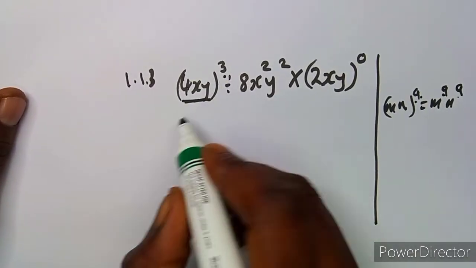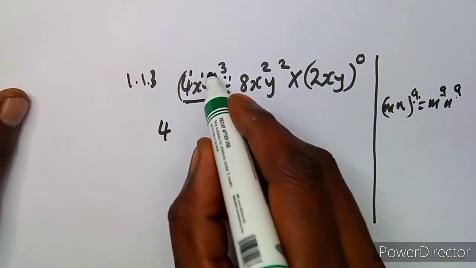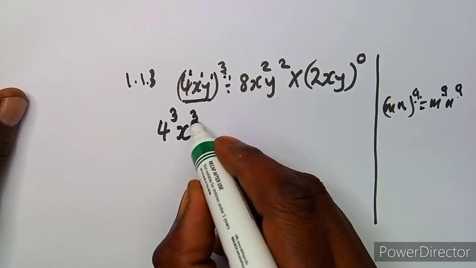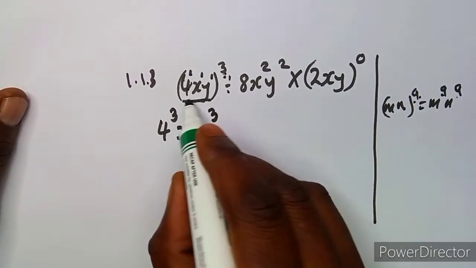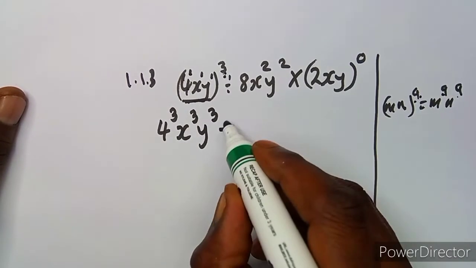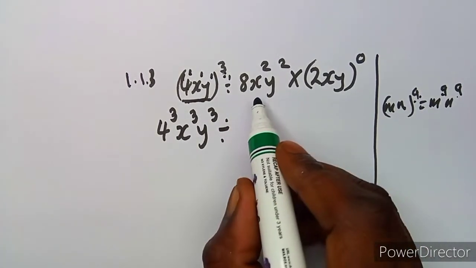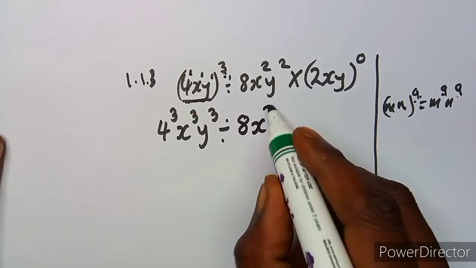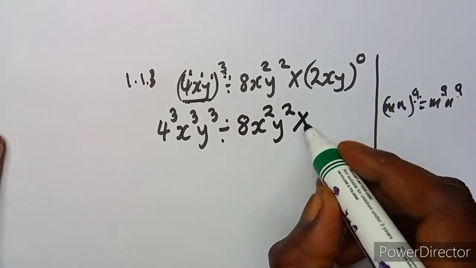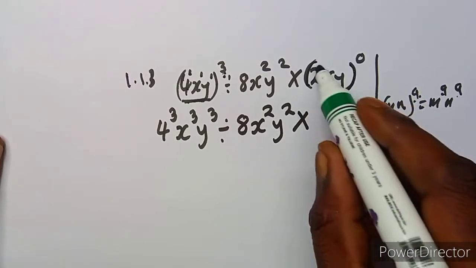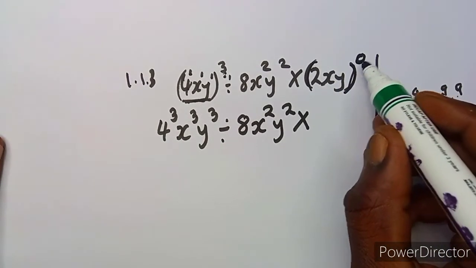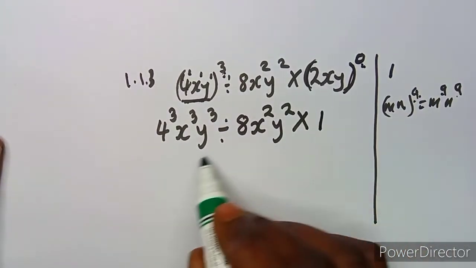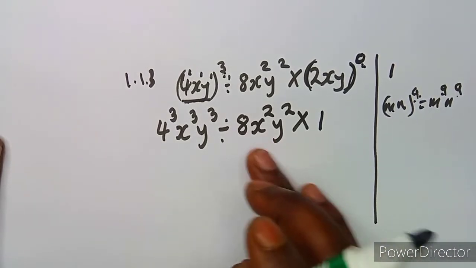So 4 is going to be affected by the exponent. This is same as 1, 1, 1. So it's 3 times 1, which is 3, 1 times 3, which is 3. So it's x to the exponent of 3, y to the exponent of 3. Everything is affected by this exponent. Divided by, this part is going to remain as it is, which is 8x squared y squared, multiplied by this whole bracket, guys, take note, this whole bracket is raised to the exponent of 0, and we know that anything raised to the exponent of 0 gives us a 1, so we are going to obtain a 1, which is same as 1 times this part alone.